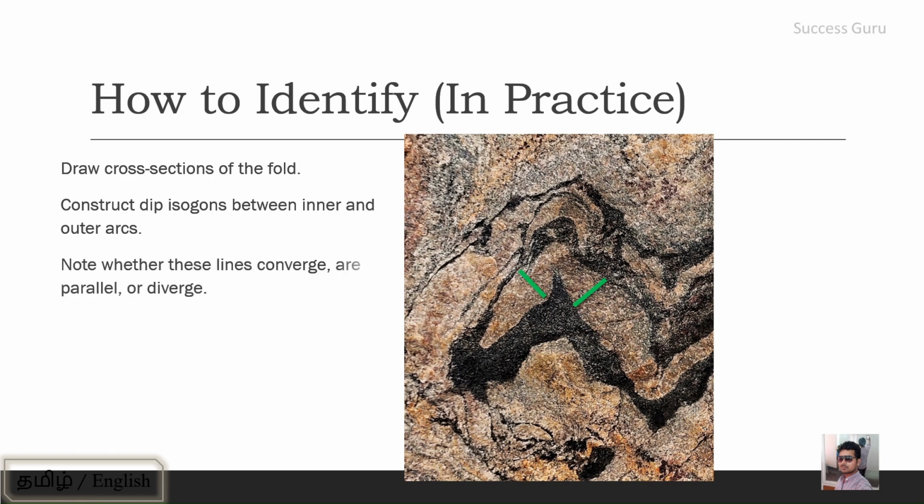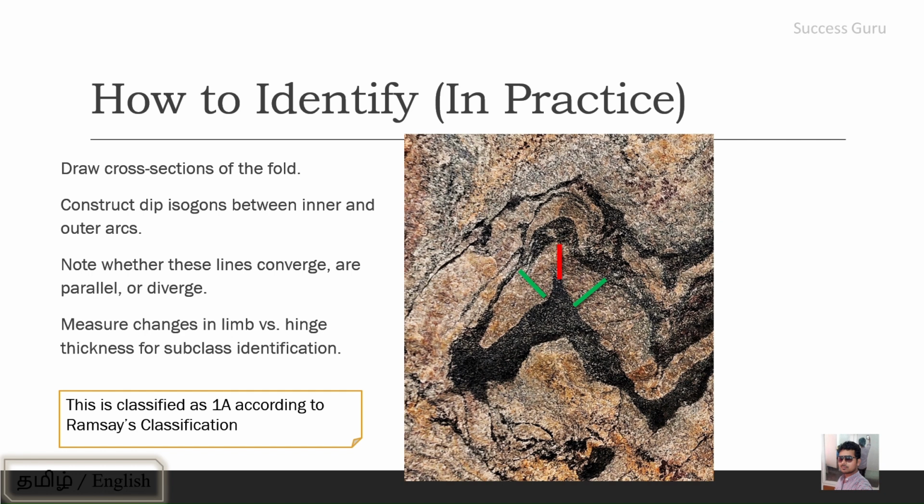After drawing the dip isogon, we have to find whether the dip isogons are converging, parallel or divergent. Just by seeing, I can say this is converging towards the core of the fold. So this is convergent in nature. Then we have to measure the limb and hinge thickness. As it is converging in nature, it falls under class 1. So according to the thickness, we have to classify it as 1A, 1B or 1C. So we have to measure the hinge thickness. Here you can see the limbs are broader when compared to the crest, right? So the limb is quite broader than the crest, hence it falls under class 1A according to Ramsay's classification.